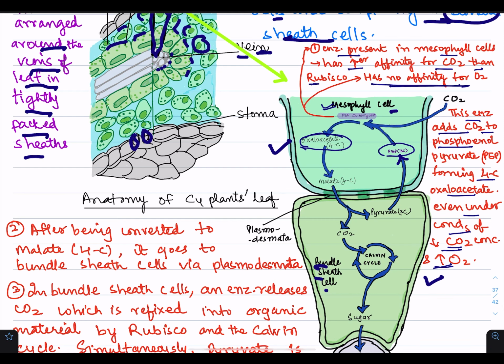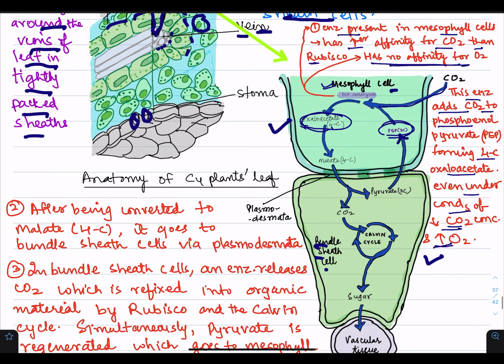How is this oxaloacetate formed? By addition of carbon dioxide to PEP, then this oxaloacetate will convert to malate. After being converted to malate, which again is a 4-carbon compound, it goes to the bundle sheath cells. This is the bundle sheath cell. This malate is going to the bundle sheath cells via plasmodesmata.